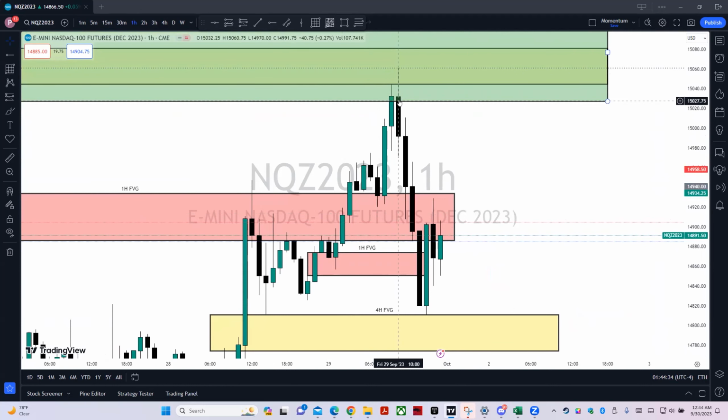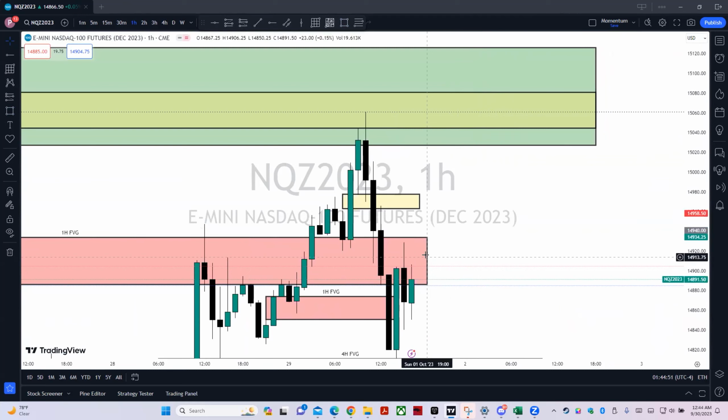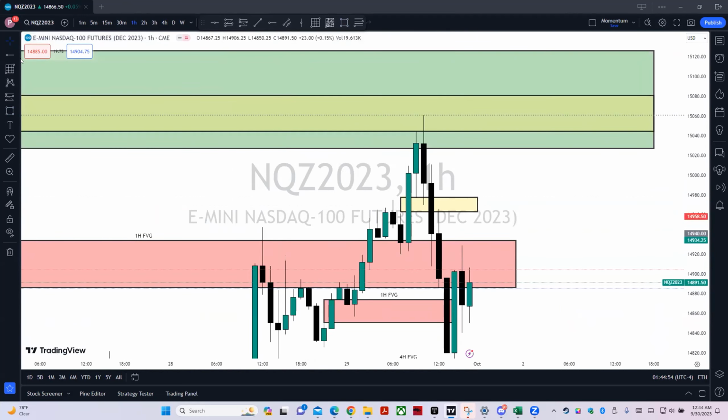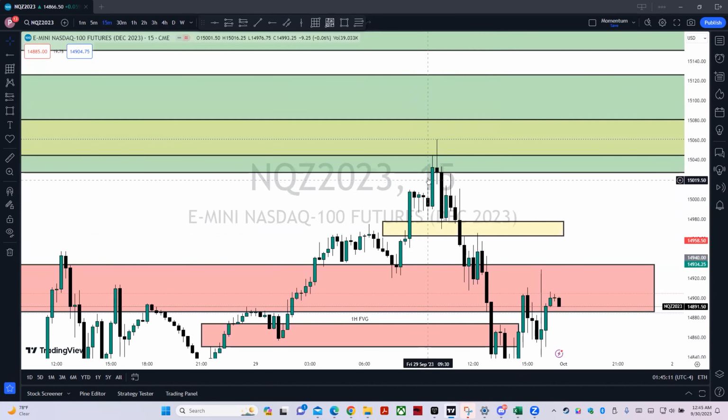The 1 hour is mainly for me to look at the overall picture. So again, we had that fair value gap here. Let's keep that in mind. Now let's drop down into the 15-minute. This is a much clearer picture. We have this 1 hour fair value gap, and we want to see price come back down through here and touch the fair value gap.